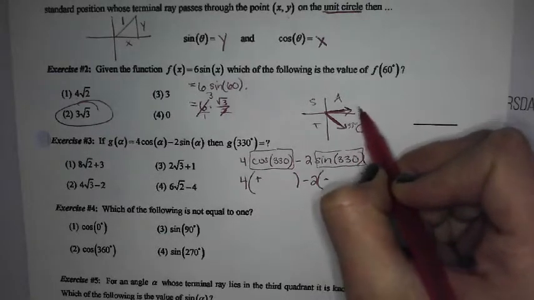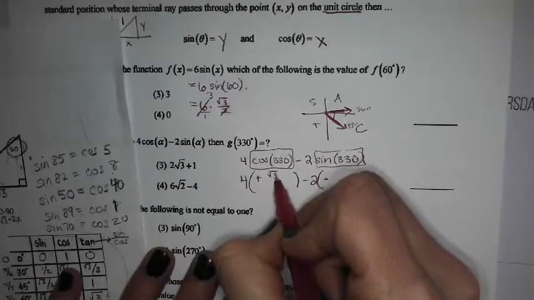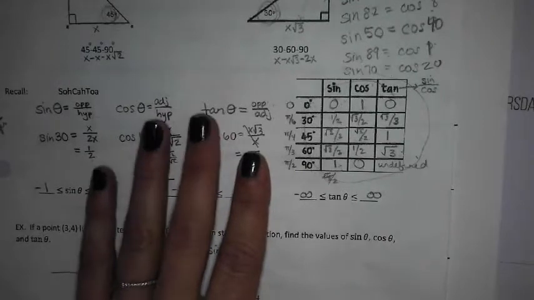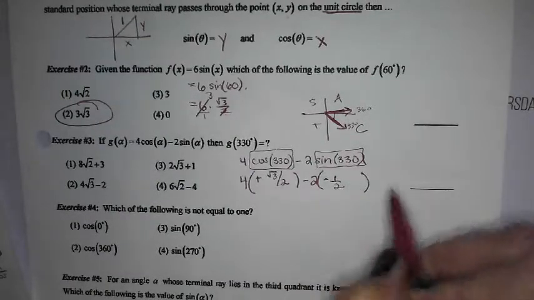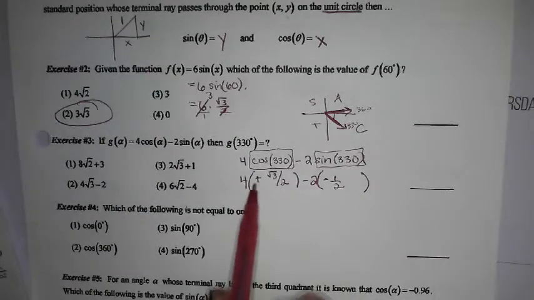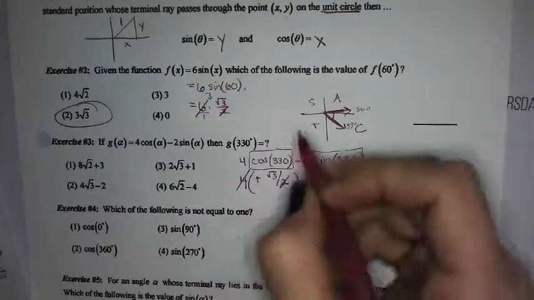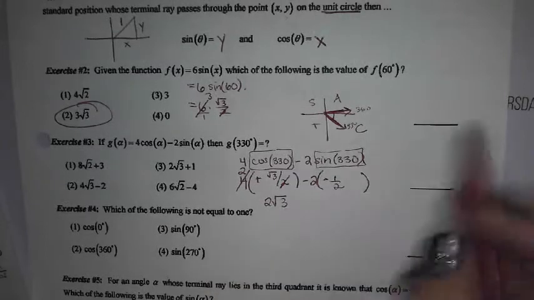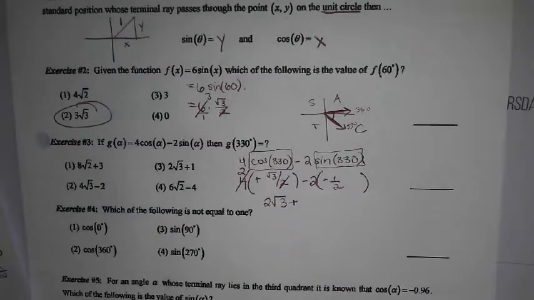If this is 330 and this is 360, our reference is 30. Go to my chart. What's the cosine of 30 degrees? Root 3 over 2. That plugs in this one. What's the sine of 30 degrees? 1/2. So then we're just going to simplify this. So 4 times, that's not a plus sign, that's just showing me positive, 4 times root 3 over 2, your 4 and your 2 reduce, right? To just 2. So we get 2 root 3. Negative 2 times negative 1/2 is first of all a plus. And what's 2 times 1/2?